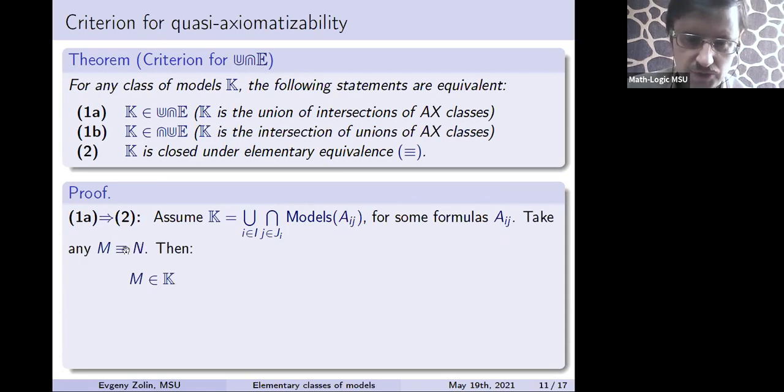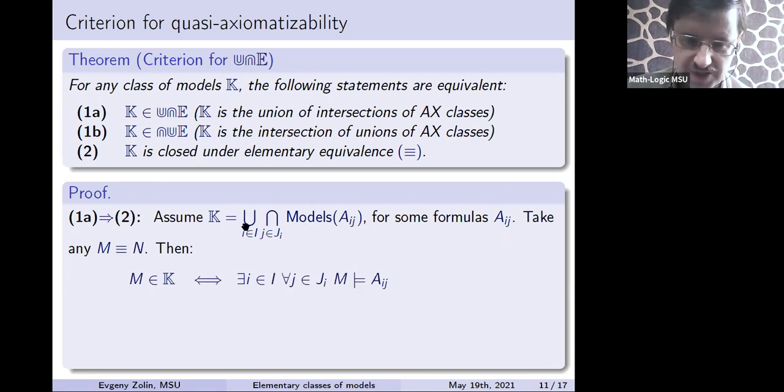Assume that we also have two models that are elementary equivalent. They satisfy exactly the same formulas. Then we start with M in K, and we will finish with N in K. M is in K, and K is represented like this.